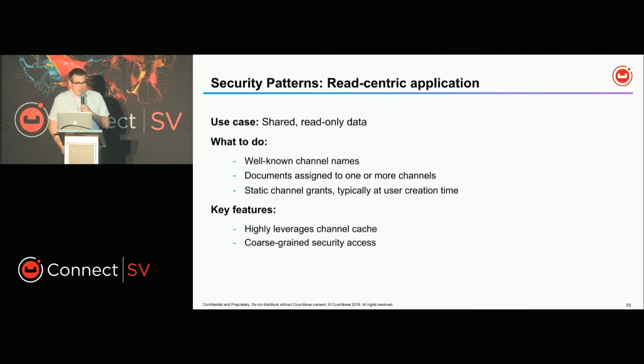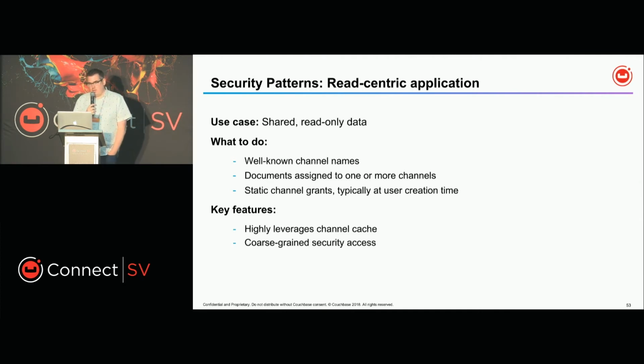And just to try and make that real a little bit, I think it's useful to talk through a couple of standard security patterns and what the channel model might look like and what some of the pros and cons are there. So let's start basic with a read-centric application. Here you have an application that's really just serving a large amount of shared read-only data. It could be something like a product catalog. Here you have well-known channel names. The documents are mostly public, and the channel names are primarily there as a way to group the documents. So documents get assigned to one or more of those well-known channel names.